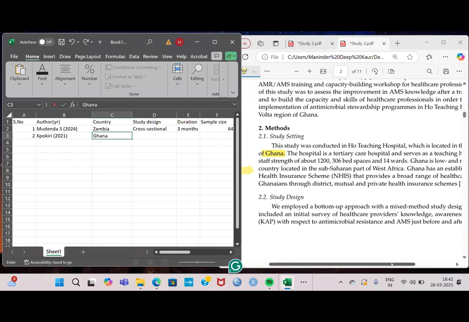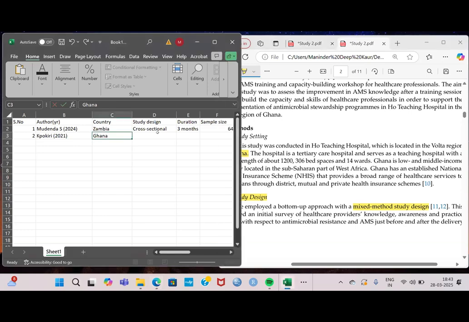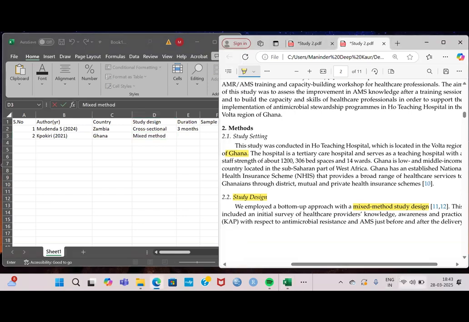So what study design have they adopted? Yes, see, study design is here. We employed a bottom-up approach with mixed method study design. So they have used the mixed method design. What is a mixed method design? They have adopted qualitative as well as quantitative approach to collect the data from the participants. So I will put mixed method design.